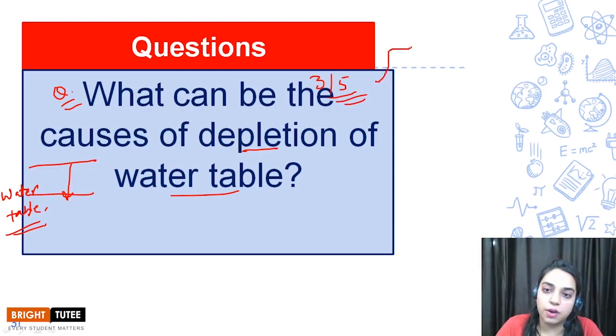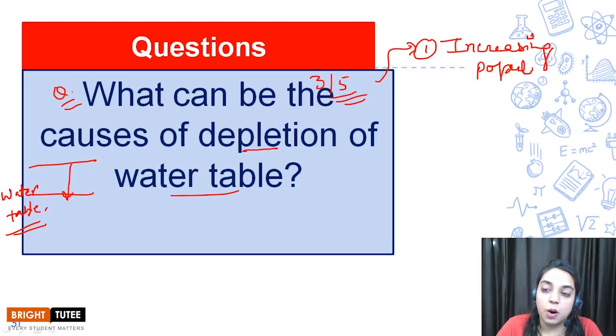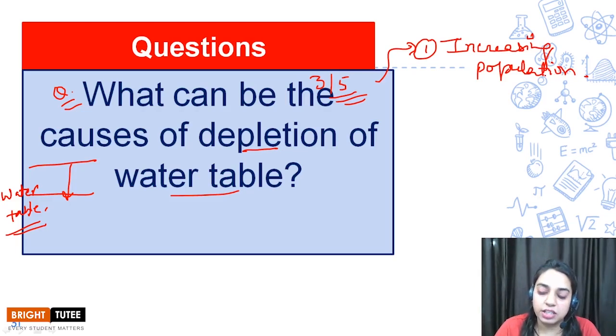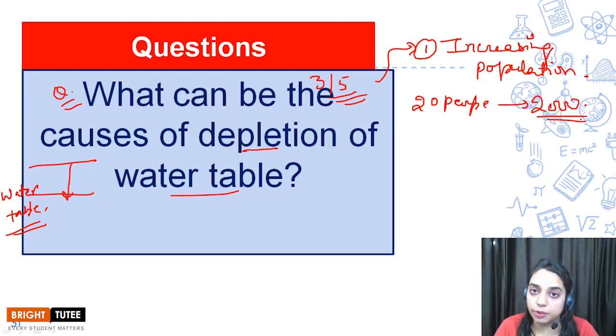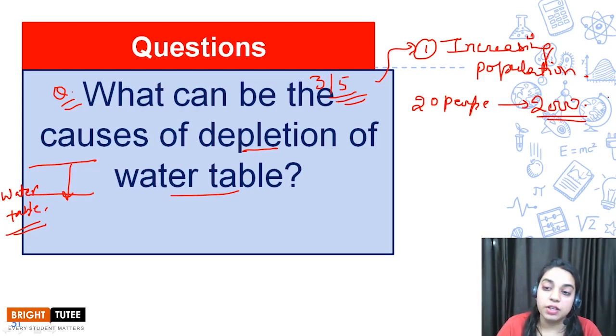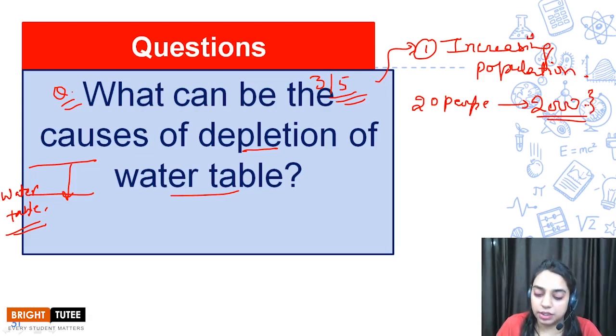So children, the first cause of water table depletion is increasing population. All the other causes are also related to the first cause, that is the population increase. Suppose there were only 20 people living in a village, and suddenly the number of people increased to 2000. So can the water needs be fulfilled for such a large population? Definitely not, right children? So what happens is, because of this increase in population, there can be two other things that you need to remember.